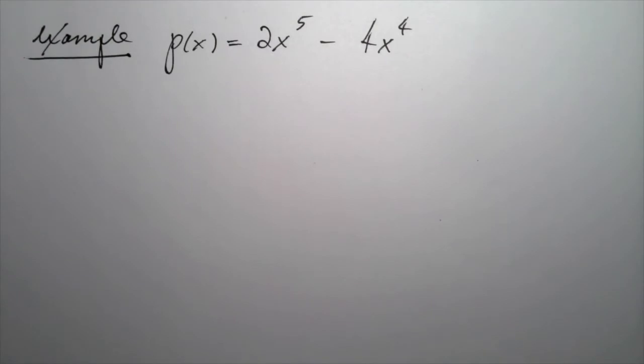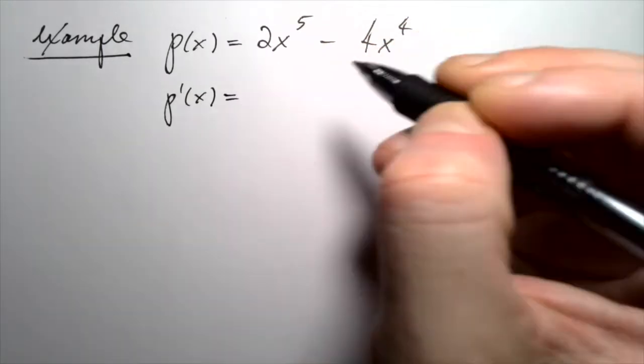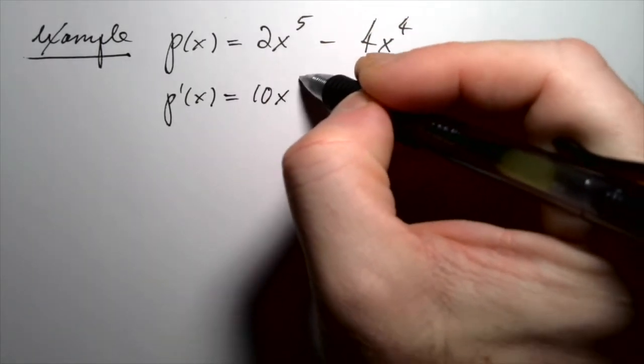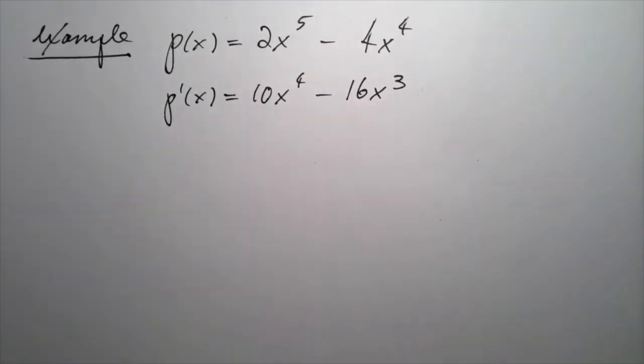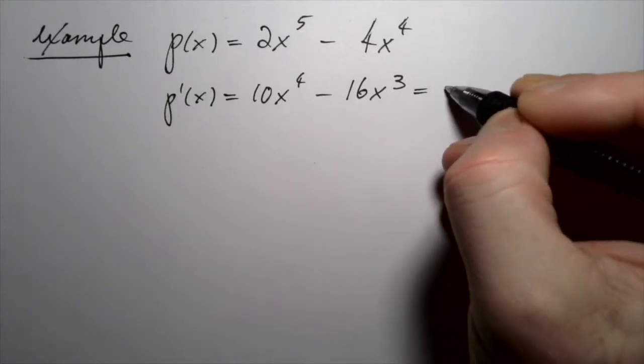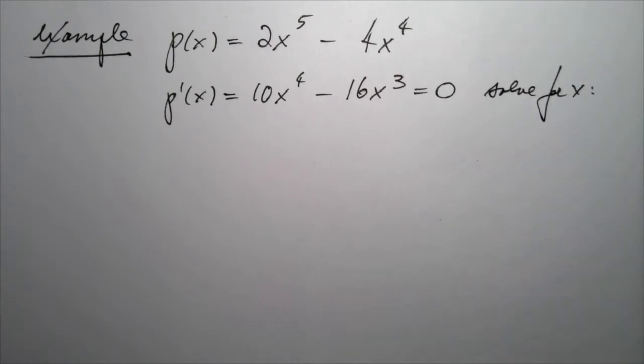Let's find the local extrema of this function p of x, 2x to the fifth minus 4x to the fourth, and then we'll try to sketch a graph just by using the information that the first and second derivatives give us. So this is just a polynomial function, easy peasy. Use the power rule on each piece to find the derivative. And then to find the critical values, we're going to set it equal to 0 and then solve for x.